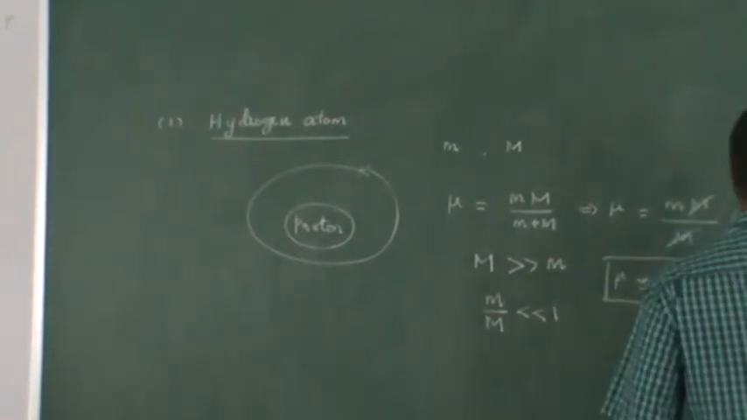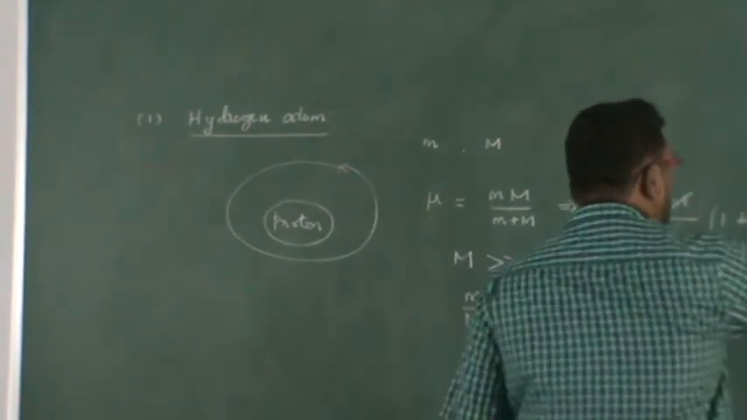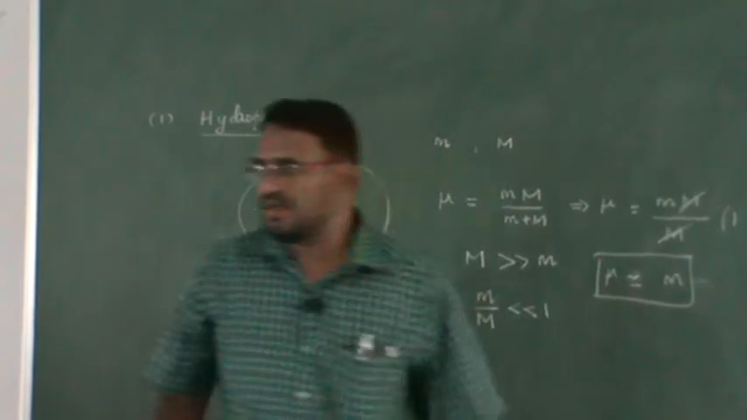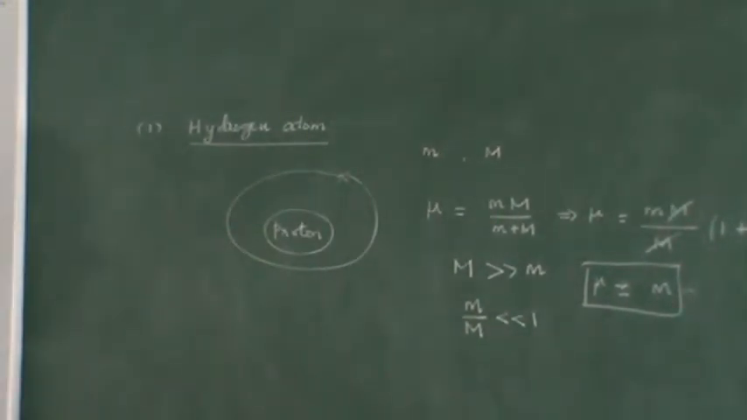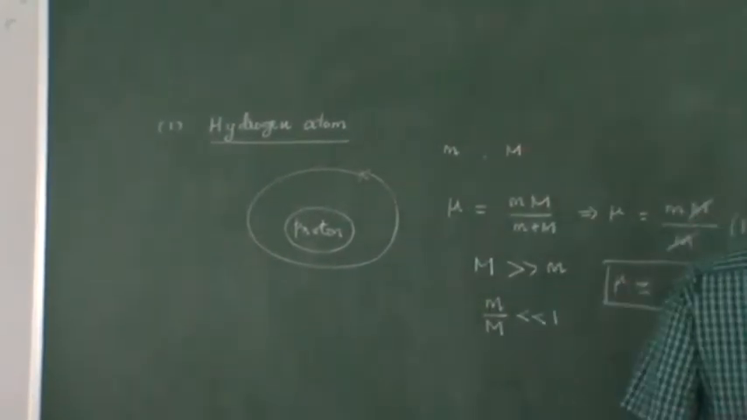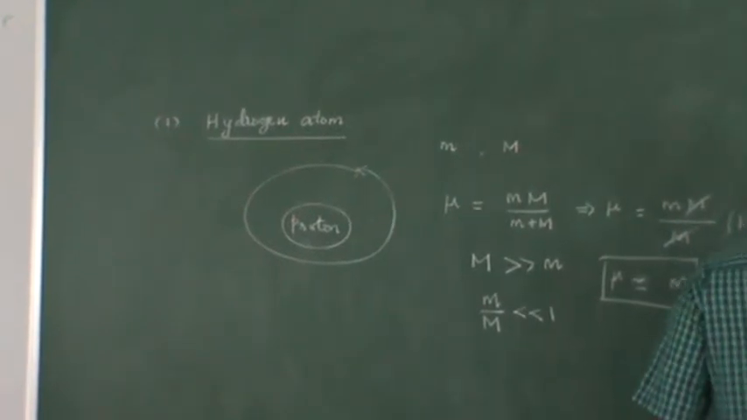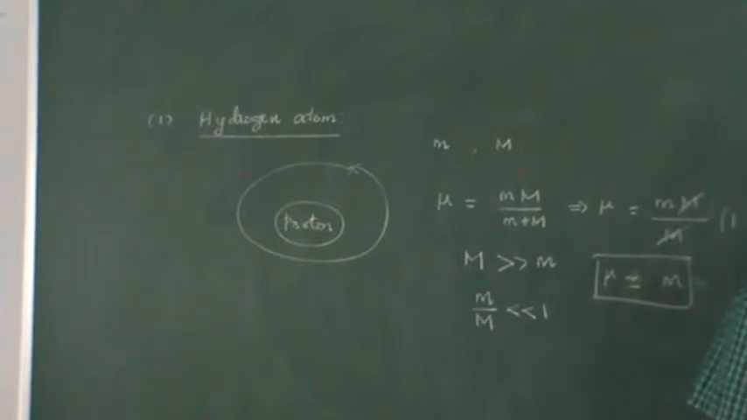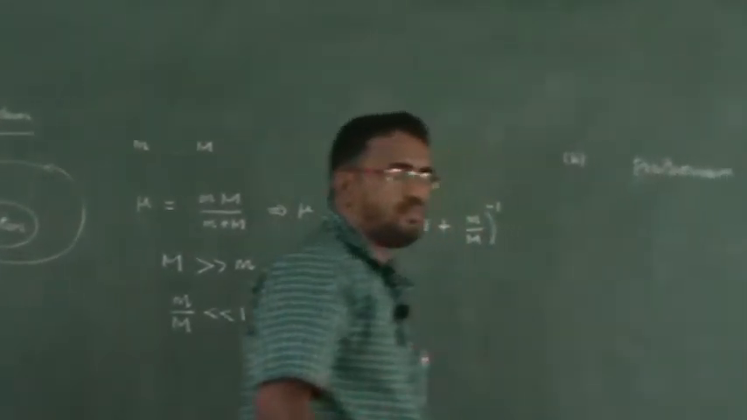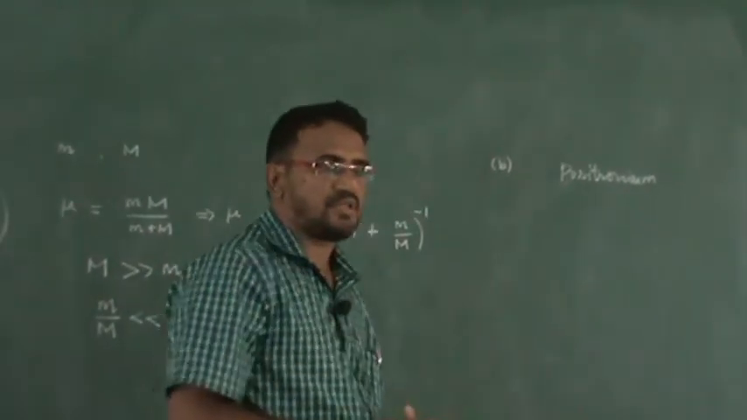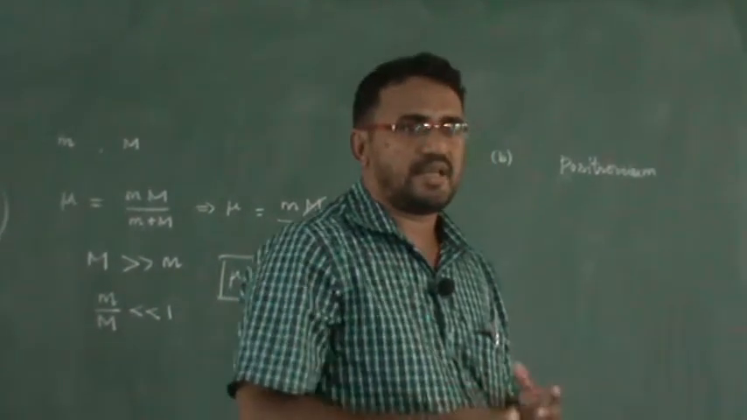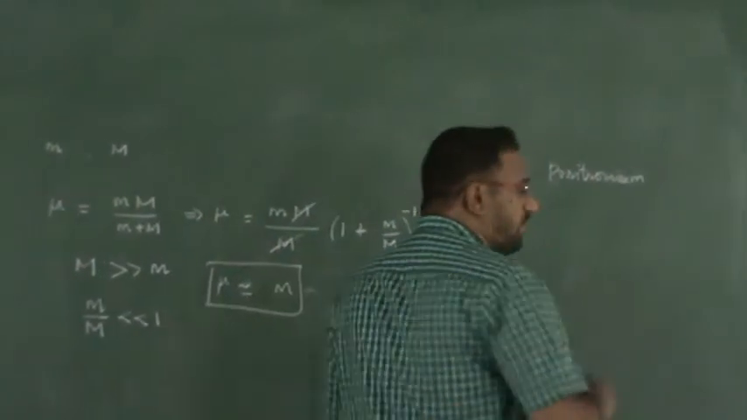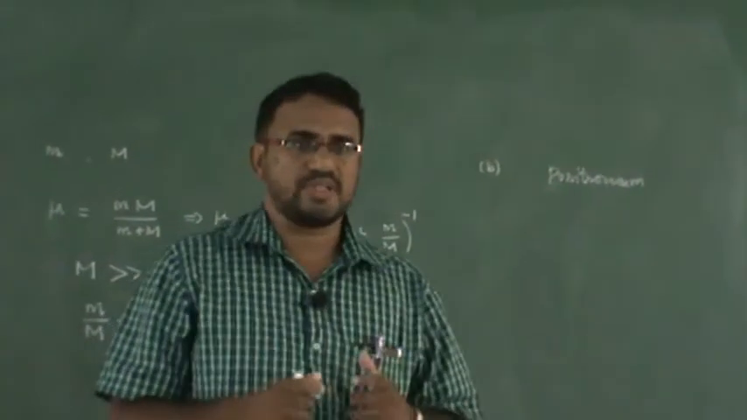Second problem. This is A, this is B. Second one is for the positron. Compute the reduced mass for the positronium. Positronium is a temporary combination of a positron and an electron. That is, the antiparticle of the electron is the positron. So they have equal mass but opposite charge.